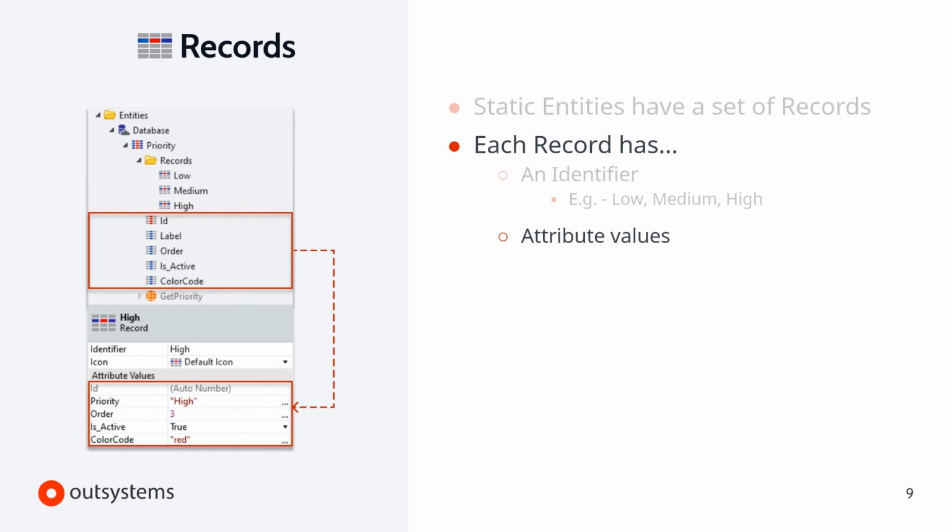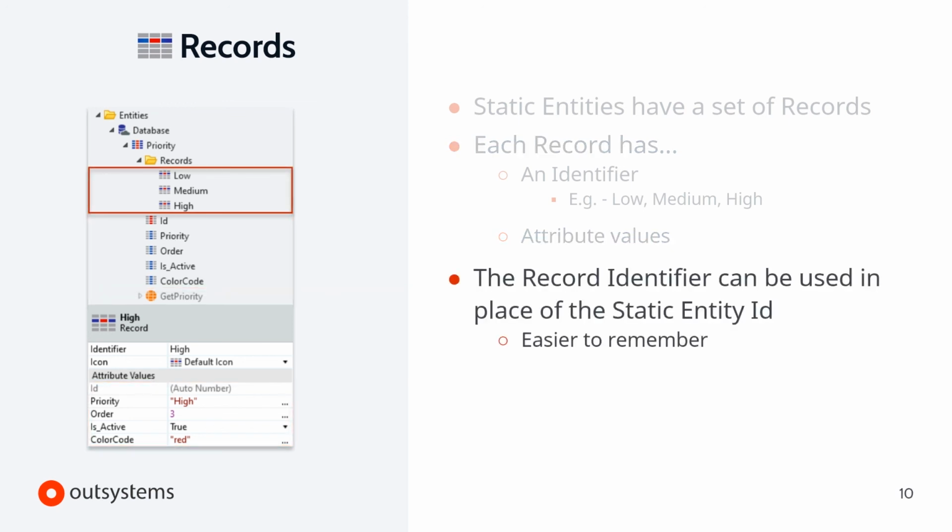If we look at the example of the priority static entity, we have the high record, and in its properties at the bottom we have the values for each one of the attributes of the static entity, including the color code. These values are defined during design time for every record created in the static entity. All records have a unique identifier, and in our application logic we can use this instead of the actual record ID. The record identifier is more meaningful than an auto-generated ID, thus making it easier to remember, as well as to create your application code.